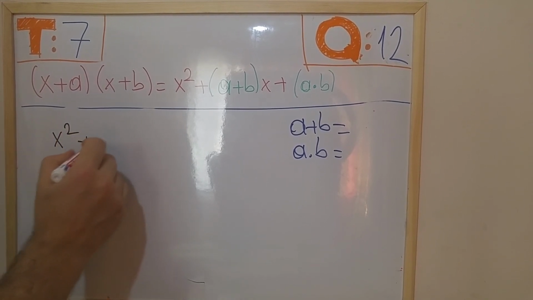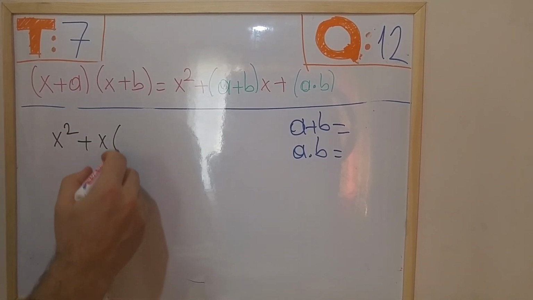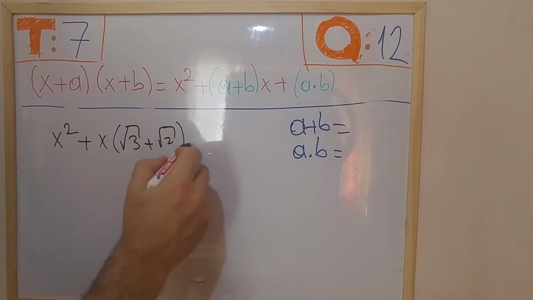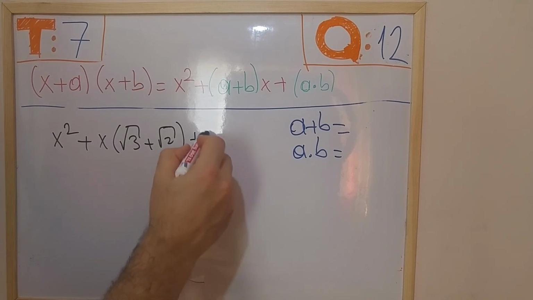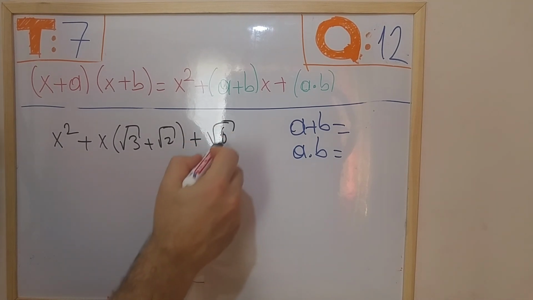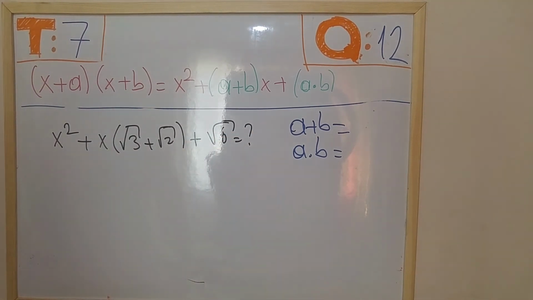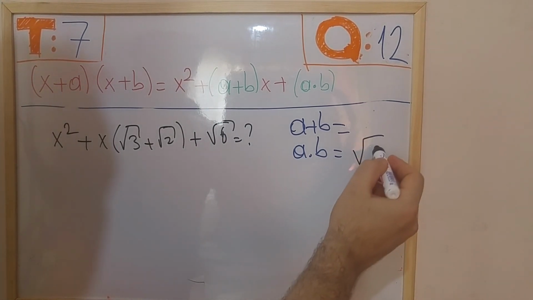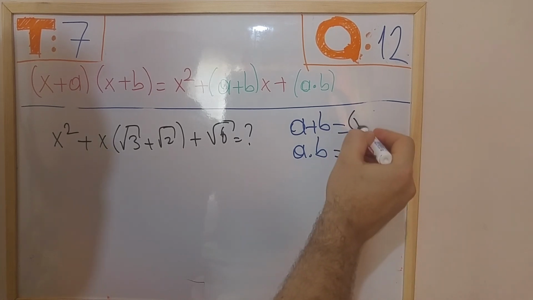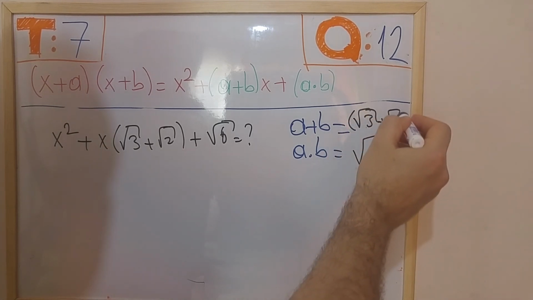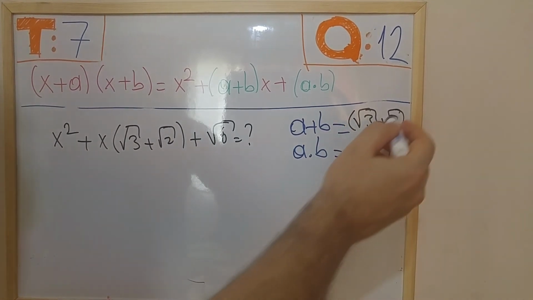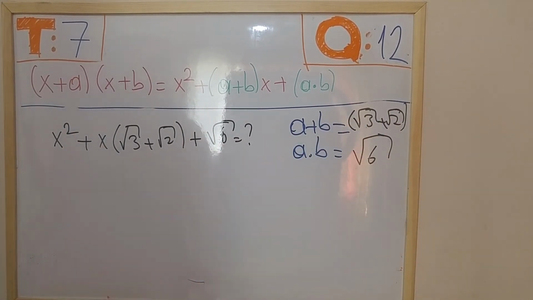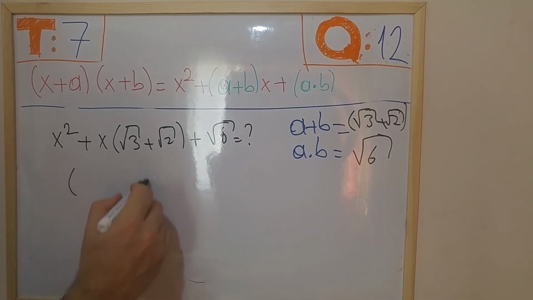x squared plus x times root of 3 plus root of 2, plus root of 6 is equal to 1. As we see here, the multiplication of these two is equal to square root of 6, and the sum is equal to square root of 3 plus square root of 2, which means that apparently one of these numbers is square root of 3, the other is square root of 2, so I can write them easily.